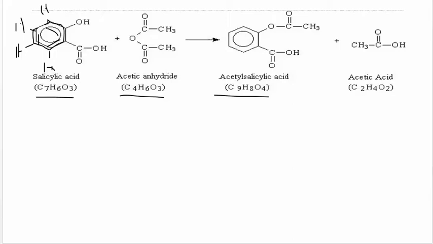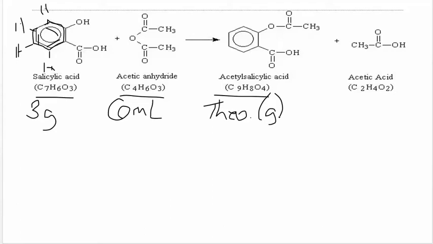What we have is 3 grams approximately of salicylic acid reacting with 6 mL approximately of acetic anhydride, and I want to determine the theoretical yield of aspirin in grams. Anytime you have 2 numbers that you're starting off with, we need 2 equations in order to determine the theoretical yield. So I'm going to start with 3 grams of salicylic acid.